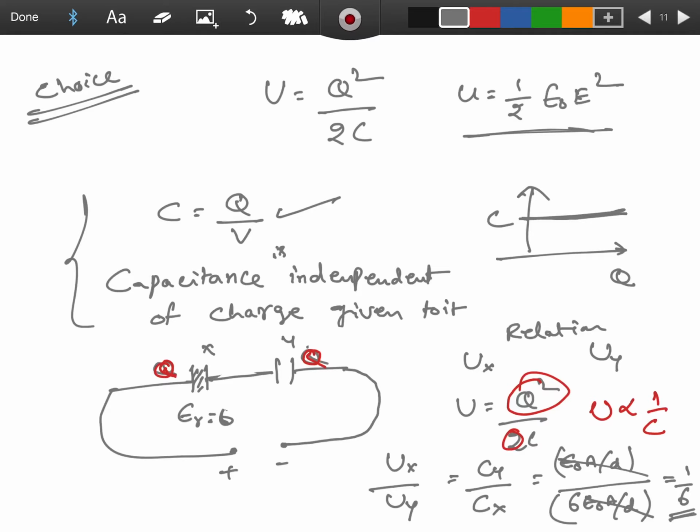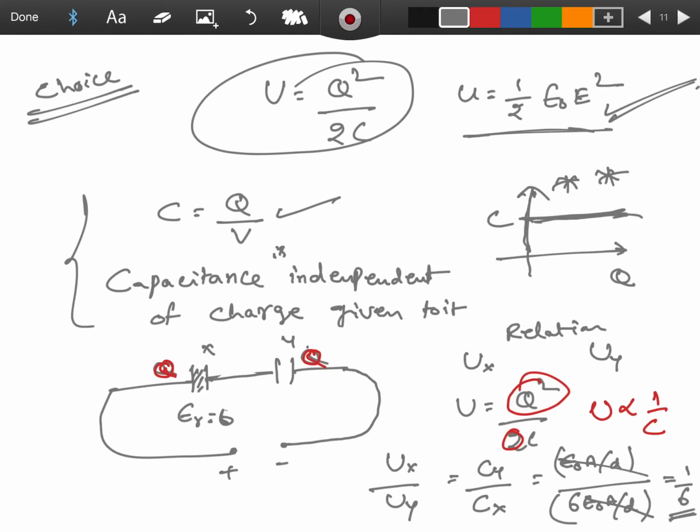Check it once, how I did. First one, Q square by 2C, the derivation you know. This energy density also I mentioned, but this is a bit tricky. Students will make the mistake. Capacitance is independent of the charge given to it. Then it is like this.